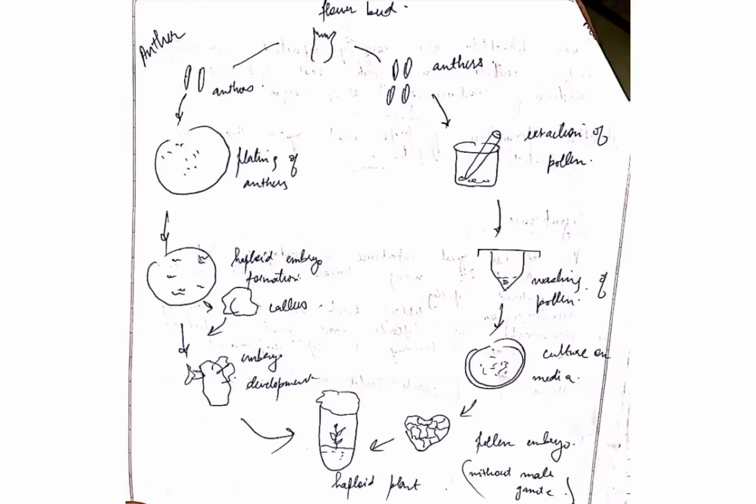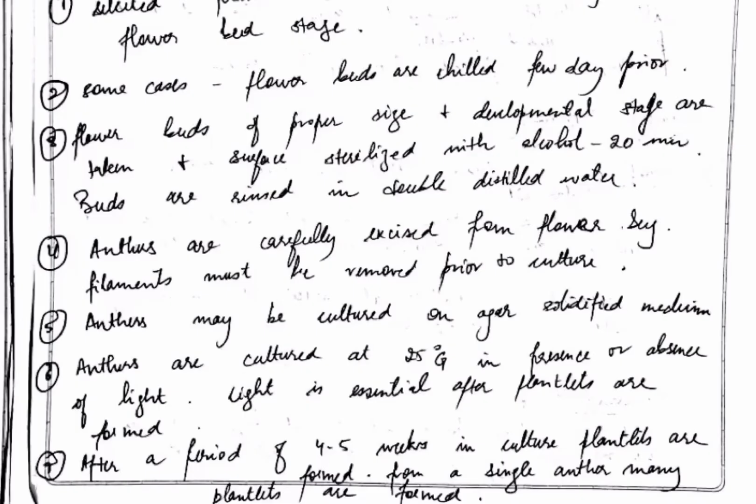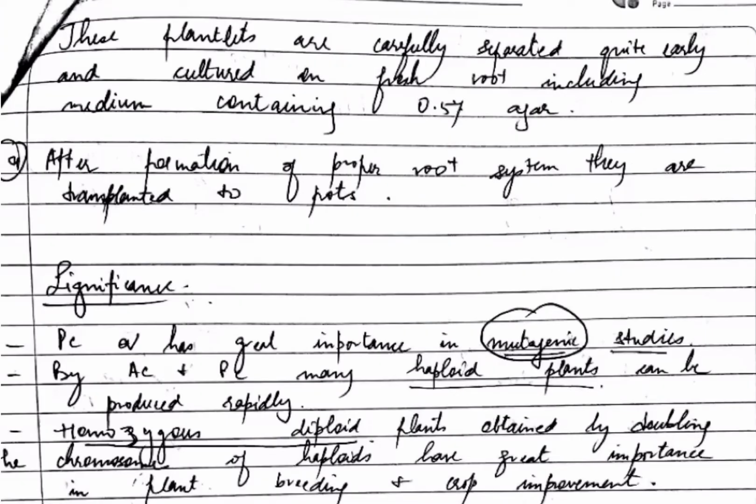And then the anthers at the stage of mitotic division are selected. They are inoculated in the medium which contains glutamine and serine like solutions. And then they are incubated at 25 degrees Celsius for 15 days. Then the embryos are grown, which are then transferred to rooting medium. And then for acclimatization, they are transferred to the greenhouse. This is the protocol for anther and pollen culture.